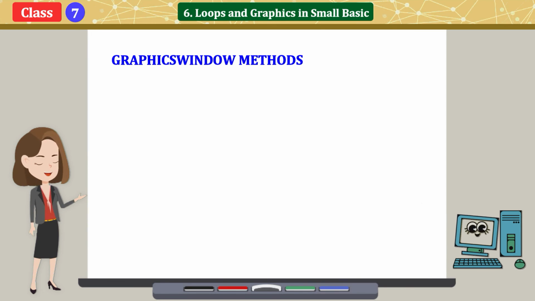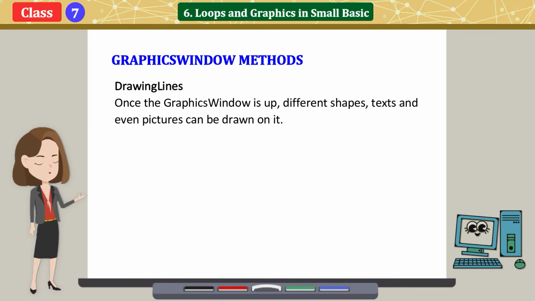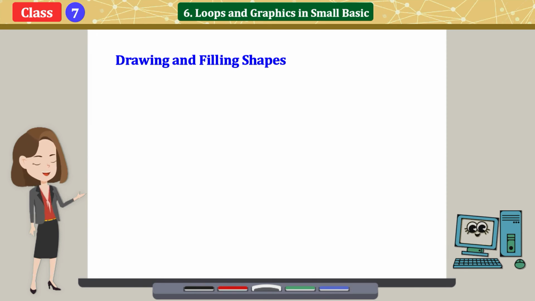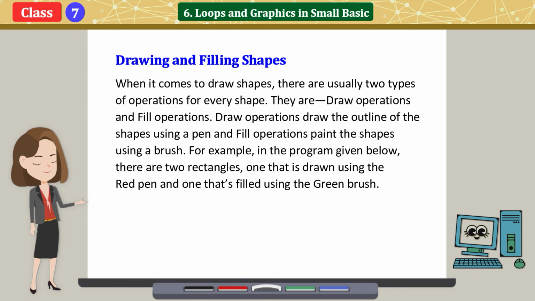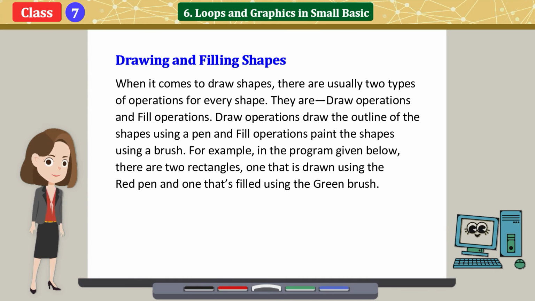Graphics window methods. Drawing lines. Once the graphics window is up, different shapes, texts, and even pictures can be drawn on it. Drawing and filling shapes. When it comes to drawing shapes, there are usually two types of operations for every shape. They are draw operations and fill operations. Draw operations draw the outline of the shapes using a pen, and fill operations paint the shapes using a brush.